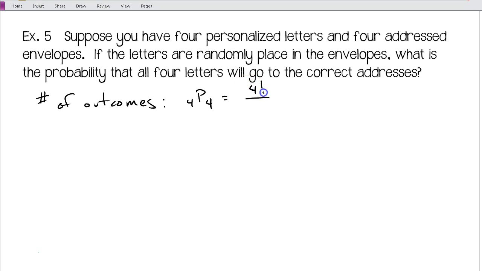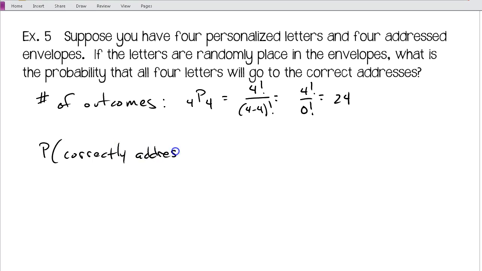So that's 4 factorial over 4 minus 4 factorial, which is 4 factorial over 0 factorial, and that will give us 24. So we have 24 possible outcomes. The probability of all the letters being correctly addressed would simply be 1 out of 24, because there's only one correct way for the letters to go into the envelopes.